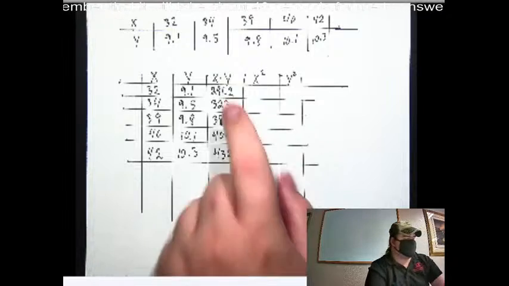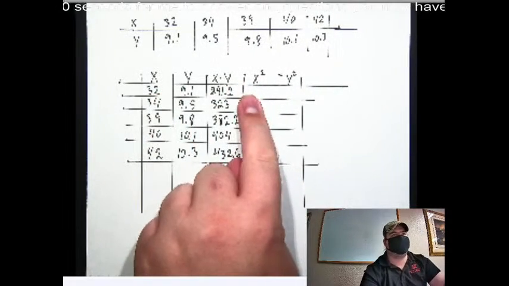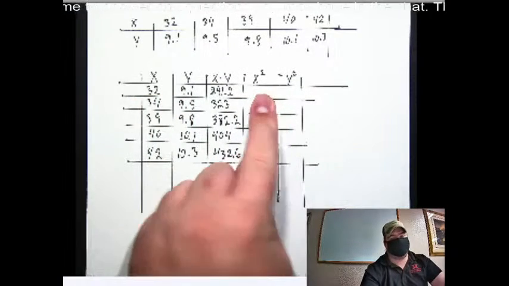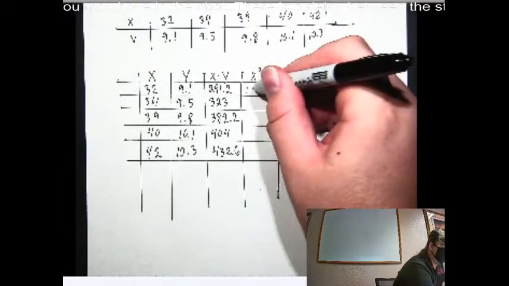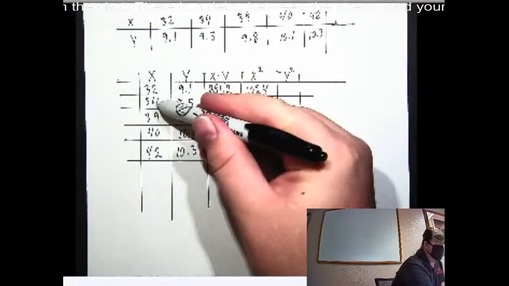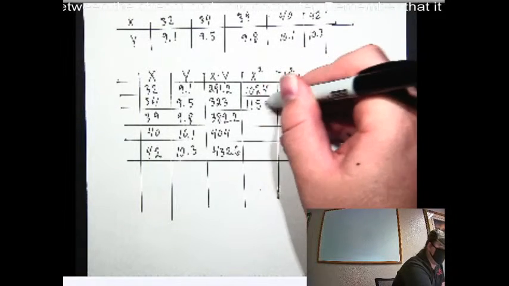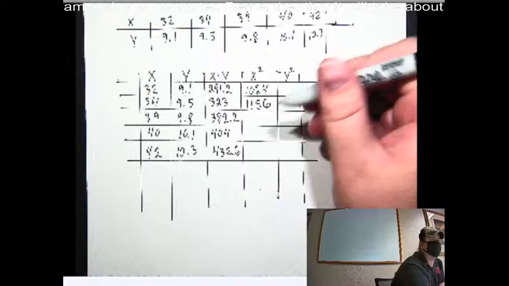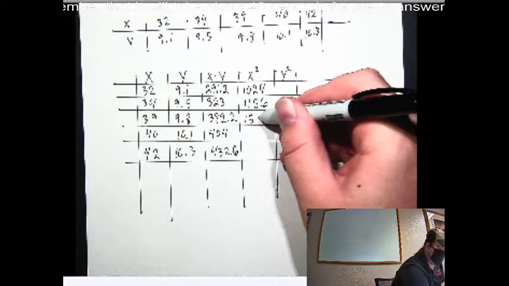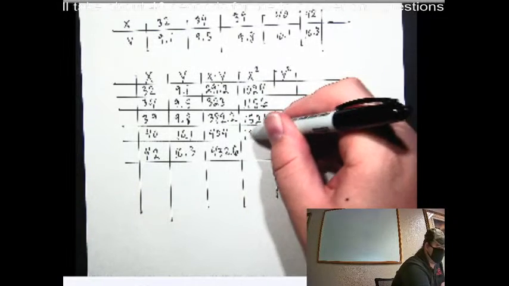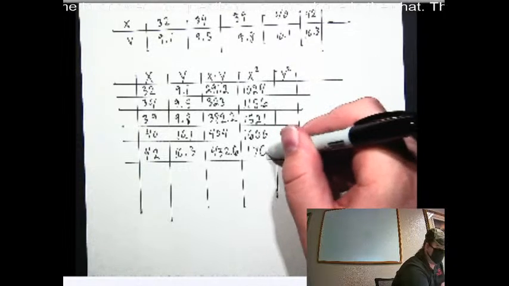All right. X squared is just what it sounds like. We're going to take x and square it and write it over here. So 32 squared is going to give us 1,024. 34 squared is going to give us 1156. And we'll keep on doing that all the way down the column. So the next one is 1521. Next one is 1600. And then the last one is 1764.